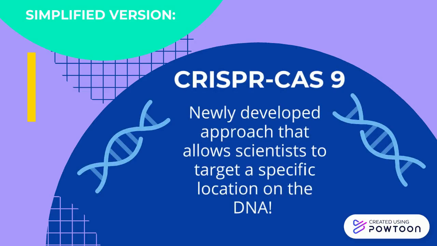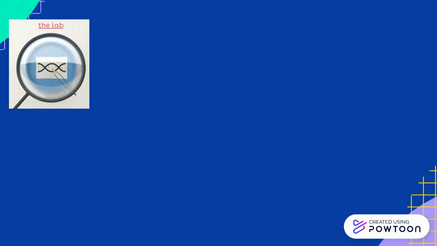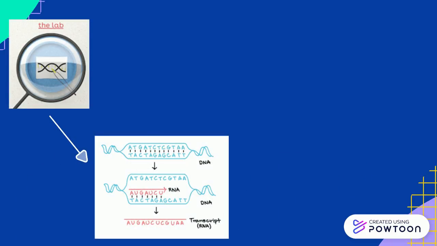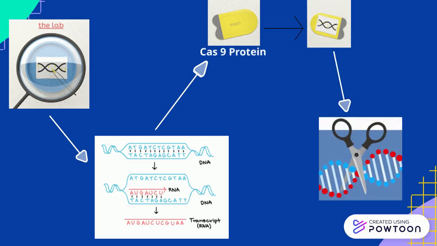CRISPR is a newly developed approach that allows scientists to target a specific location on the DNA. The scientists first start this process by determining the specific gene that they would like to alter, and then create an exact copy of that DNA sequence, but in RNA form. Once the copy is made, a guide is attached to a protein called Cas9. The Cas9 protein then acts like scissors to cut the desired DNA gene sequence, and scientists can insert a new DNA sequence into the original location.